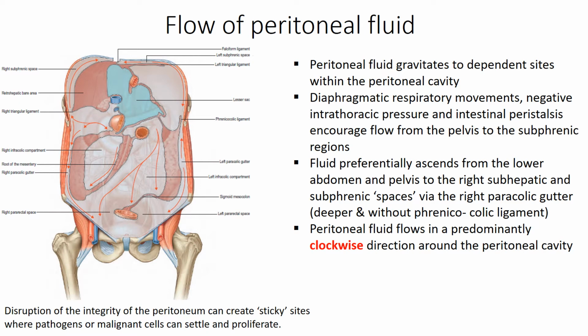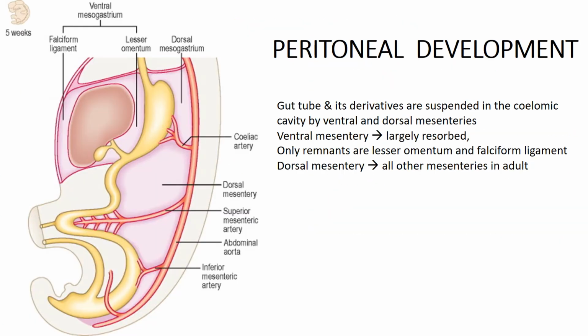Now, because of disruption of integrity of peritoneum, because of intestinal surgery or laparoscopic procedure, they create these sticky sites where the pathogen or the malignant cells settle and proliferate and cause these peritoneal adhesions. Let's understand the development of the peritoneum. That will ease the understanding of the peritoneal reflections.